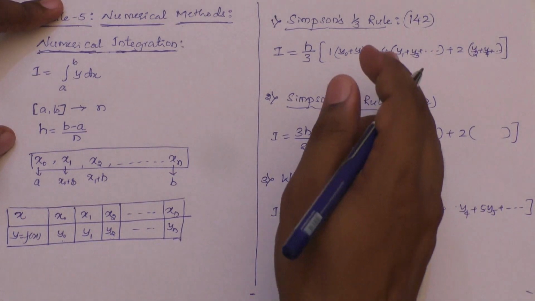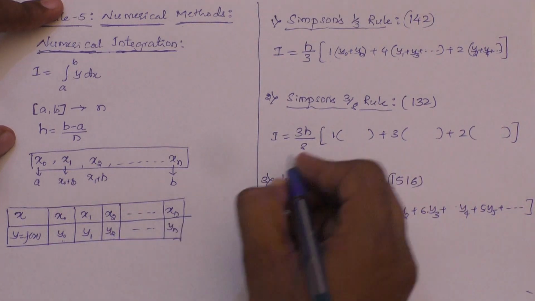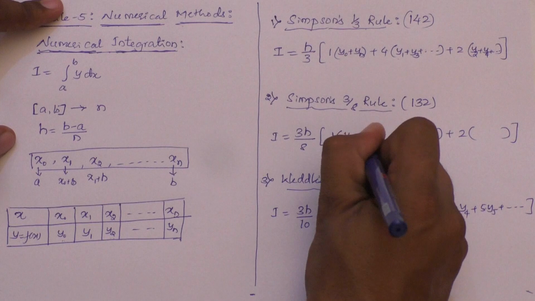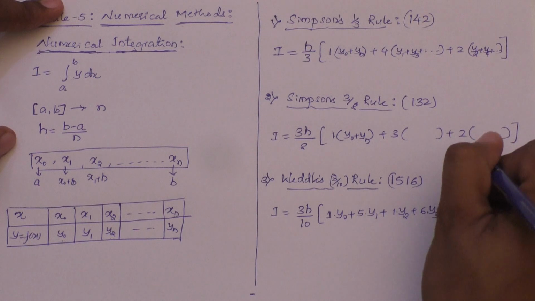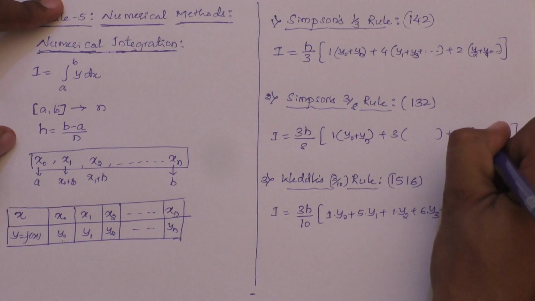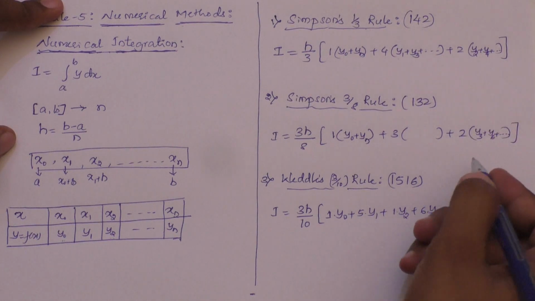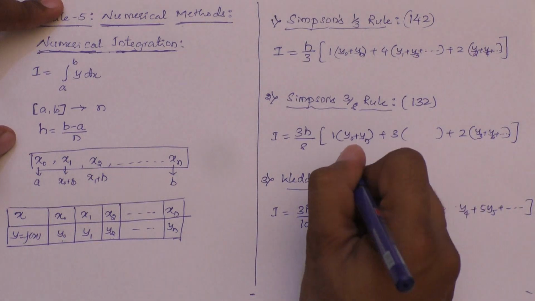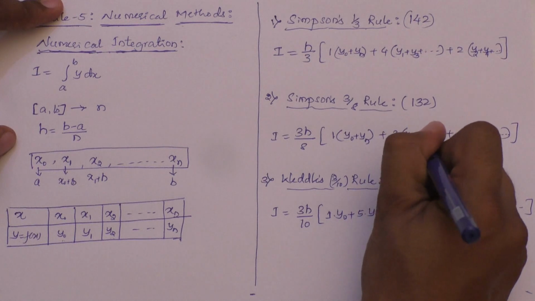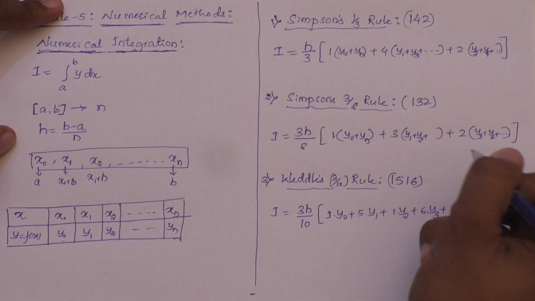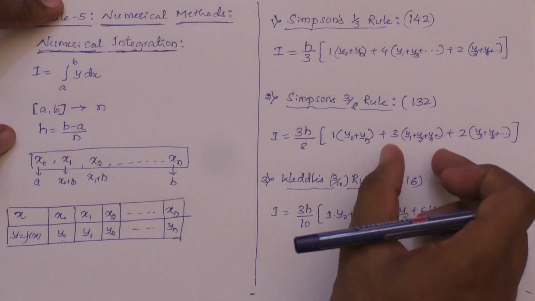Like this we write Simpson's 1/3 rule. Then the 3/8 rule: here, first bracket again has the first and last values y0 and yn, then the last bracket has multiples of 3: y3, y6, y9, y12 and so on. The remaining values go in the middle bracket, so y0 is covered, y3 is covered, so y1 plus y2, then y4, y5, and so on. You need to write those in the middle bracket.